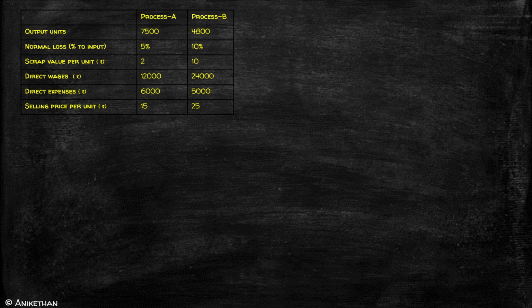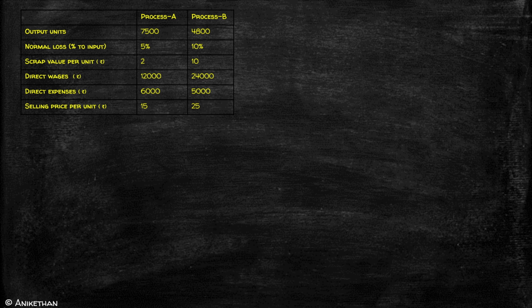Next, they have given certain other information. So with respect to process A, let us see first. The output unit is given as 7500. Normal loss percentage to input is 5%. Scrap value per unit is 2. Direct wages 12,000. Direct expense 6,000. Selling price per unit is 15.